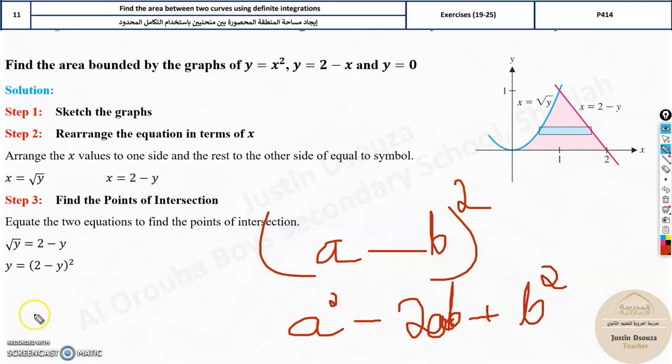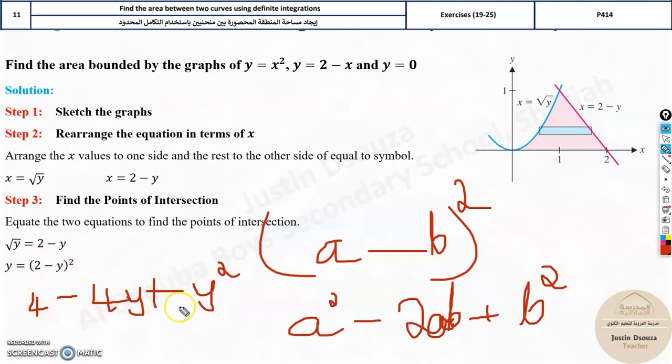Now, directly solve this up. It'll be 2 square, that is 4. I'll directly write it over here. 2 square is 4. A value is 2 and b value is y. So 2 square is 4 minus 2 times ab. 2 into y into 2 because this 2 is extra, right? 2 times 2 is 4 and y plus y square.